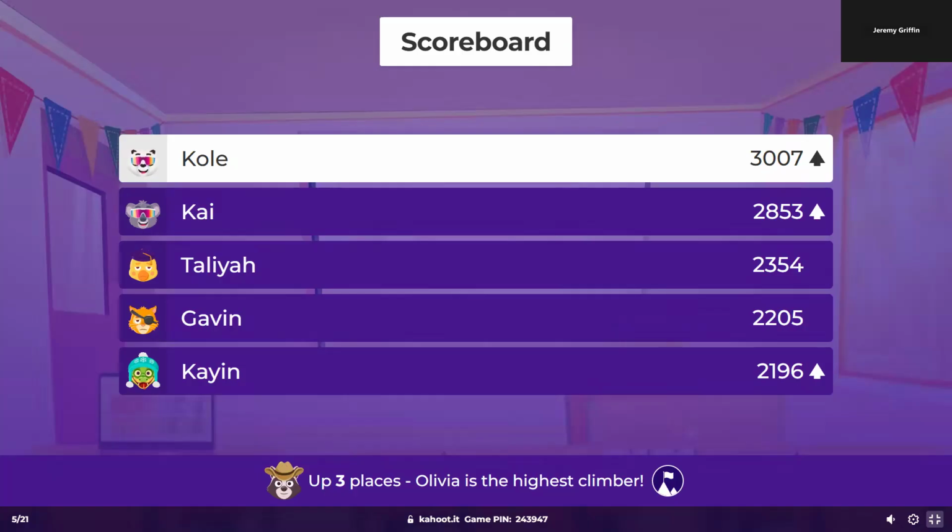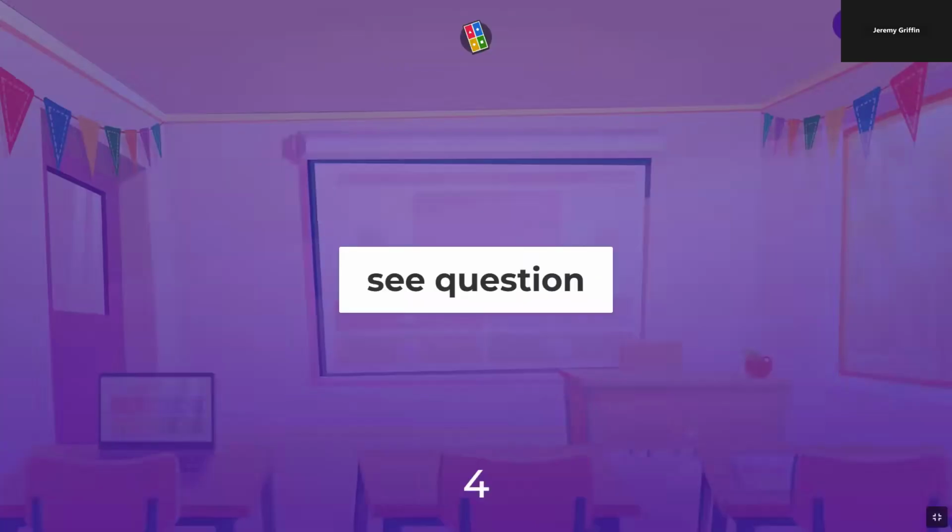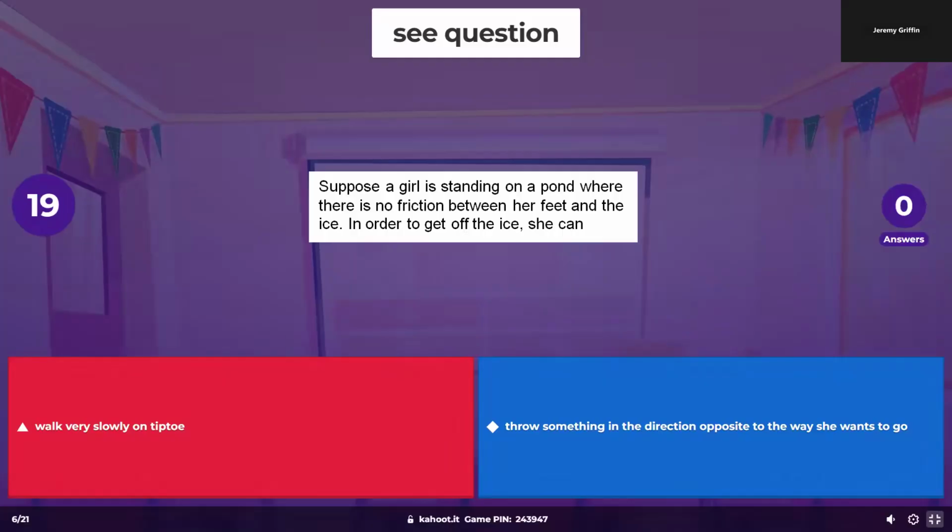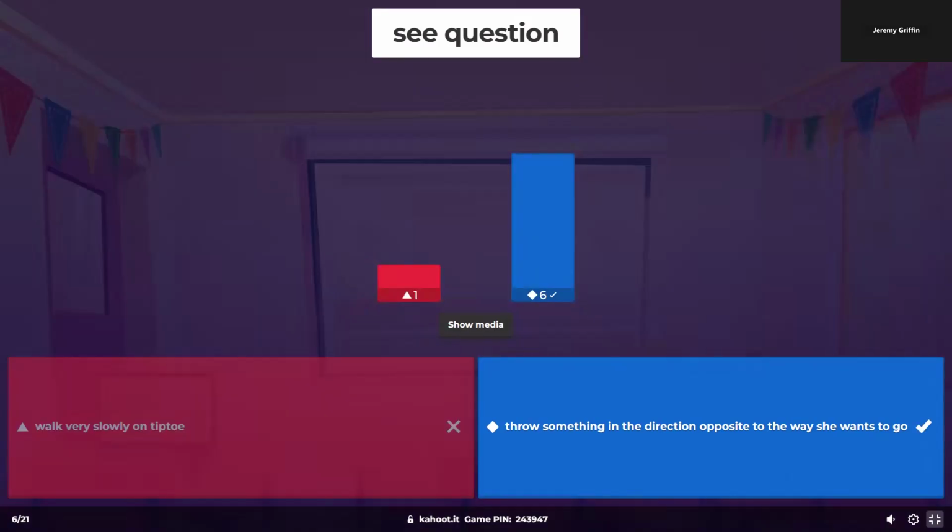Kyan, Gavin, Talia, Kai, Cole. Suppose you're standing on a frozen pond, there's no friction between your feet and the ice. How do you get off the ice? Yeah, that's the only way. You have to throw something in the opposite direction, or maybe swim against the air, maybe. But you can't just walk very slowly and attempt it because there's no friction.